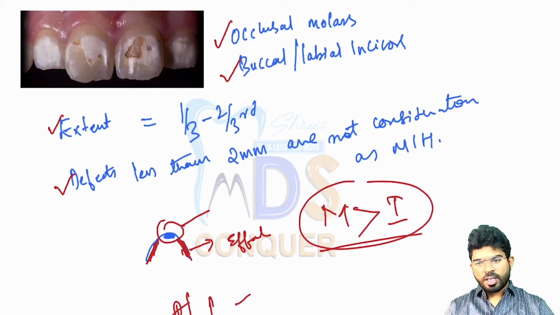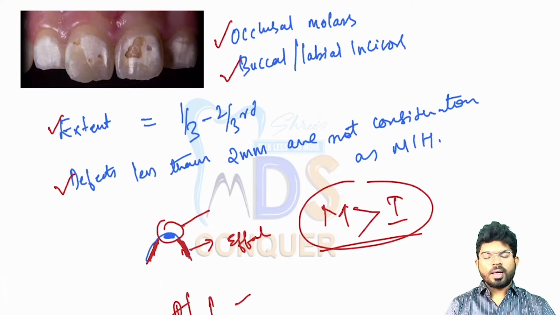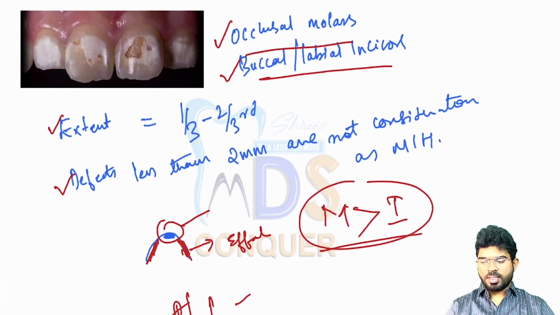Cuspal tips are not affected, inclinations are affected, less than 2 millimeters are not considered as MIH. Extended defects can be from 1/3 to 2/3 thickness of the enamel, most commonly seen on the occlusal surface of molars and buccal and labial surfaces of incisors. These are the important things that you have to make a note of clinically. Okay, they can ask you questions on these areas.